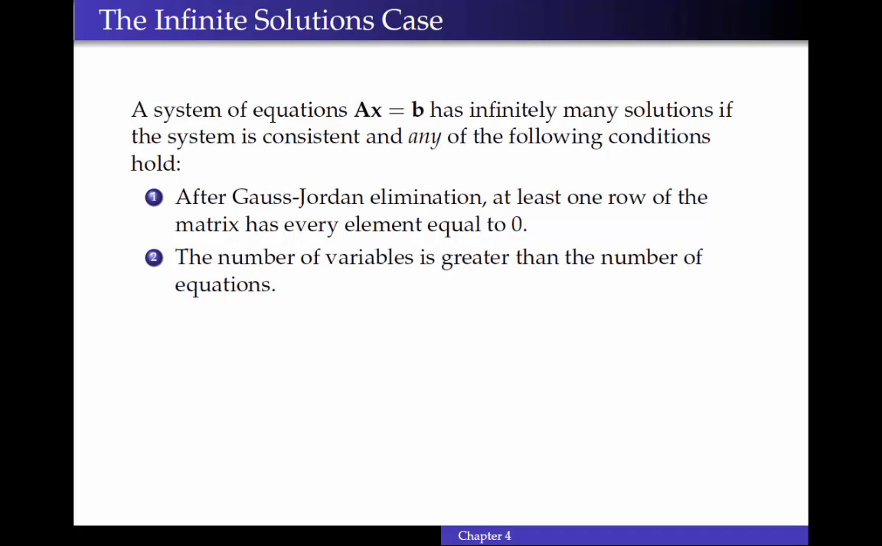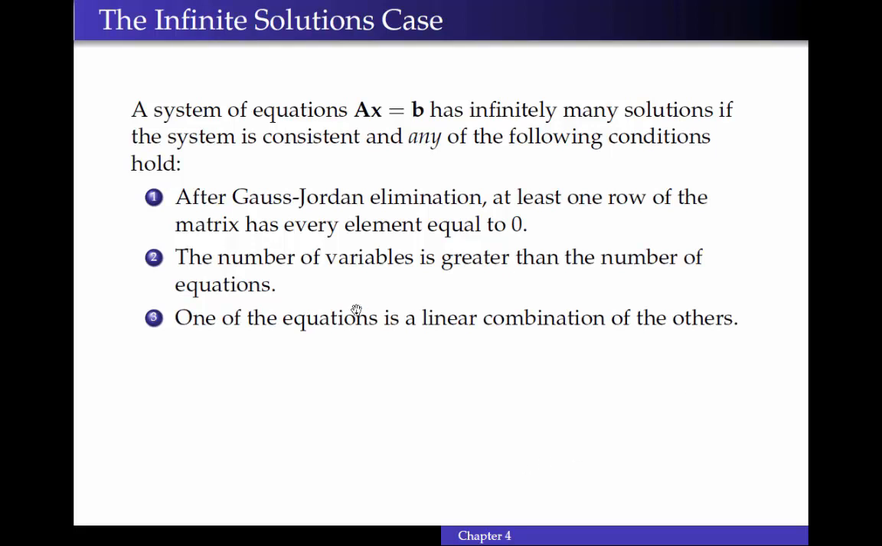If the number of variables is greater than the number of equations. If one of the equations is a linear combination of the others. So this is equivalent to saying that one row of that reduced row echelon form is completely 0, right? Because in order to form the rows of that reduced row echelon form, what we do is we're taking linear combinations of the equations.